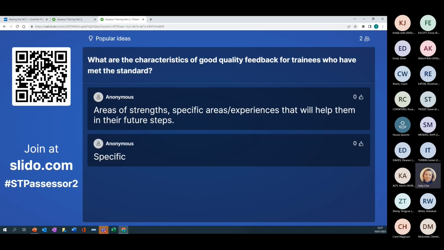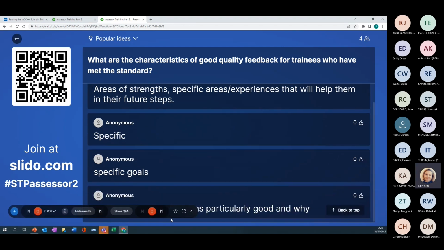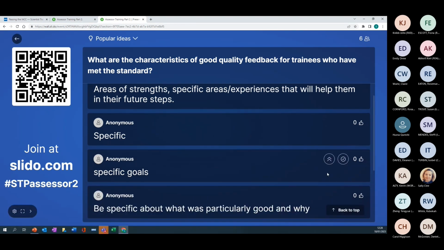Yeah, good start. Areas of strength, specific areas, yes, specific goals that they've achieved. Yeah, that will help them in the future. Be specific about what's particularly good and why. Yeah, definitely. Anything else?